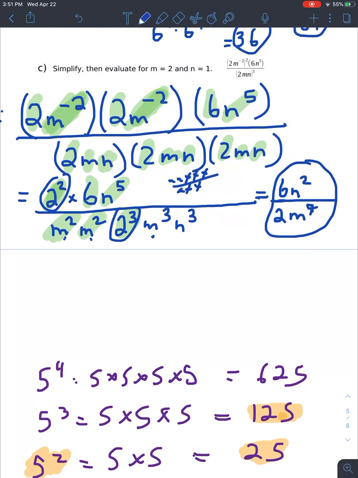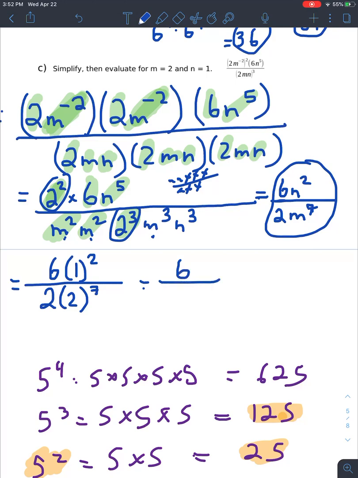Alright, so 6n squared, but we want n to be 1, so 6 times 1 squared divided by 2 times m to the 7. m is 2. So that equals 6 times 1 is just a 6. And 2 times 2 to the 7, this is going to be 8 times, because you got 1 here and 7 more here. So 2 to the power of 8. 2, 4, 8, 16, 32, 64, 128, 256. Okay, and that is your answer.